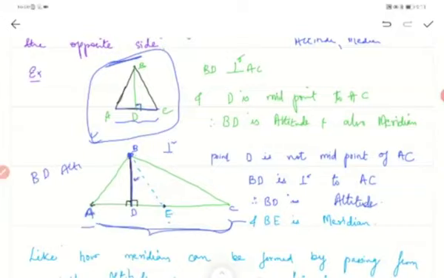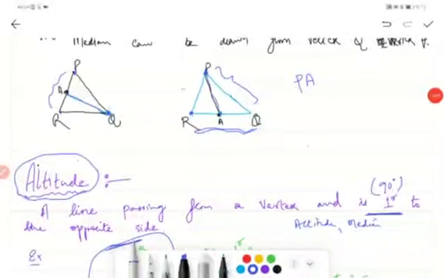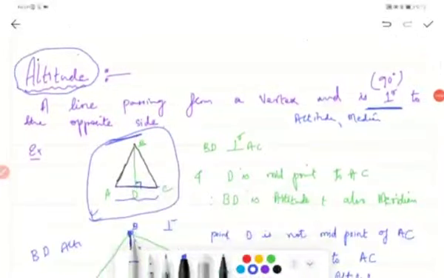Now median is what? BE. If I draw a line from B to E like this, you can say this is the median. I have written meridian here, it should be median, sorry. So altitude is what? A line passing from the vertex and it is perpendicular to the opposite side of a triangle, then you call it an altitude.